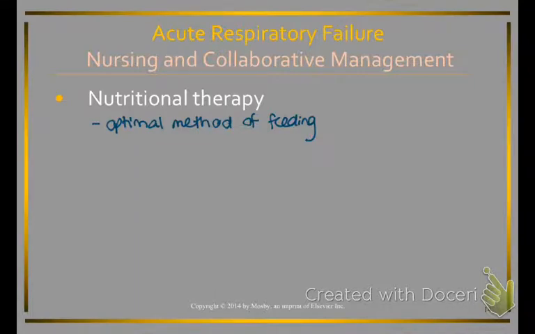We keep going down the line. Best way to feed them is by mouth. Then we might have to do NG feeds. Then we may have to do TPN. Always start out with the best way and move our way down, but we need to provide some kind of nutrition. So you have to see what's appropriate for your patient. They need a lot of protein and calories, and they need supplements.